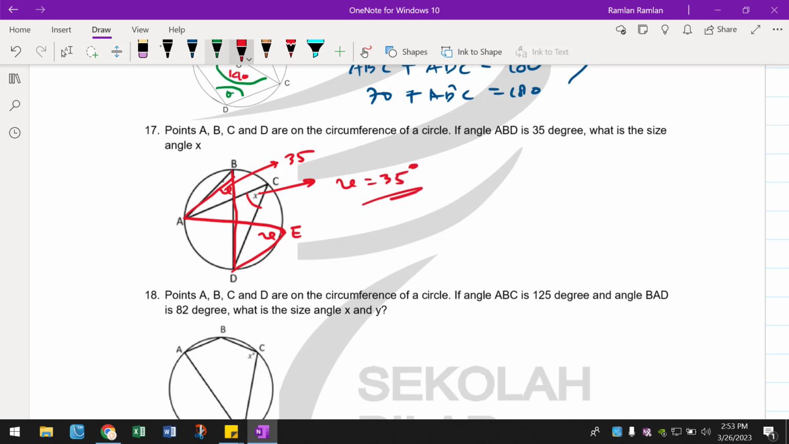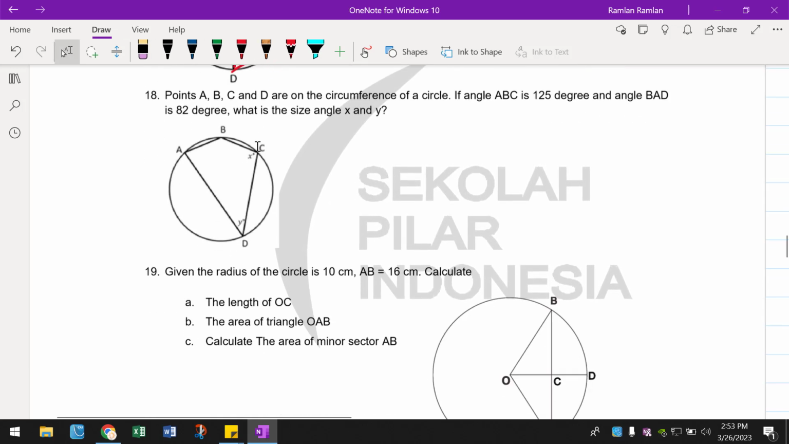Simple as that. Okay, now let's go to number 18. Points A, B, C, D are on the circumference of a circle. If angle ABC is 125 degrees and BAD is 82 degrees, what is the size of angles X and Y? So the first one, the 125, is over here, and that 82 is over here. Notice that we have a theorem: the opposite angles of a cyclic quadrilateral sum to 180 degrees.